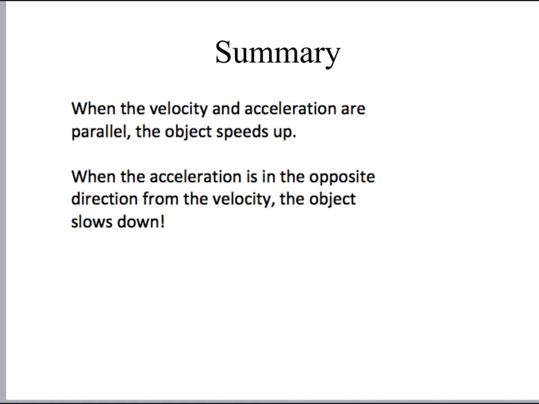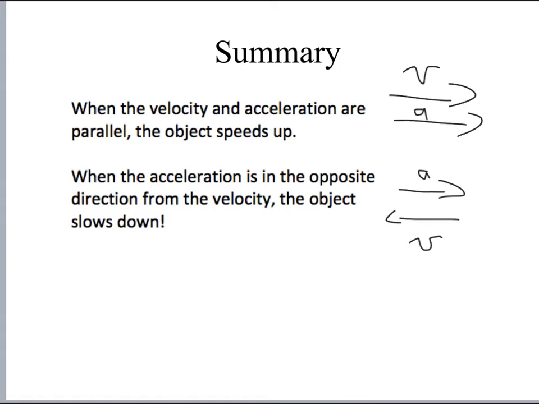So here's the real takeaway. When the velocity and acceleration are parallel, the object speeds up. In other words, if they're in the same direction, they speed up. Now, when the acceleration is in the opposite direction from the velocity, and there's a word anti-parallel for that, we can say that the acceleration is pointing one way and the velocity is pointing the other way. That's going to be a situation where it slows down. But if the velocity and the acceleration are in the same direction, and it doesn't matter whether it's to the left or to the right, it's going to speed up. So speed up, slow down. These are the two options if the acceleration and the velocity are along the same line.